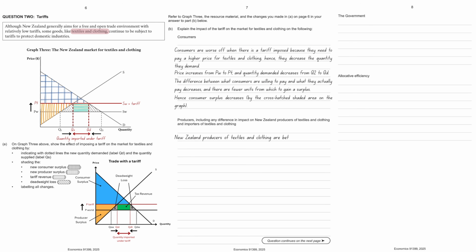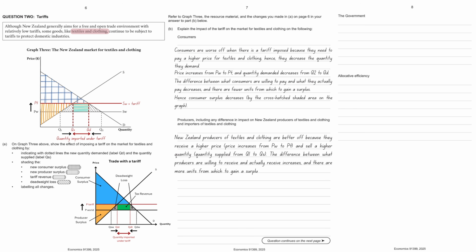They increase their price from PW to PT. So therefore, they also sell a higher quantity because it's more profitable, so they want to sell more. So on the graph, quantity supplied is increasing from Q1 to QS. And then let's also say a sentence for excellence. The difference between what producers are willing to receive and actually receive increases, and there are more units from which to gain a surplus. So here you'll see that the sentence is the opposite of the consumer surplus because producer surplus is actually increasing in this case.